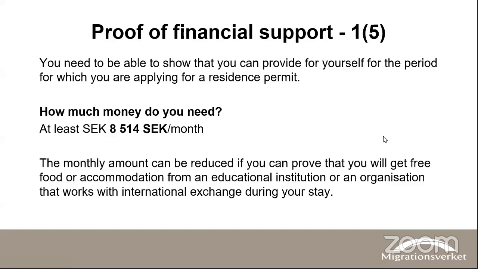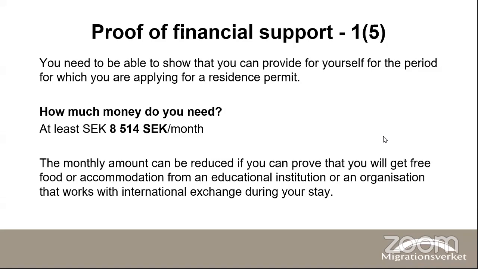So, hi everyone, I am Amanda and I will talk a bit about proof of financial support. You need to be able to show that you have financial support for yourself for the period for which you're applying for residence permit. You need to show that you have access to at least 8,514 Swedish crowns each month.